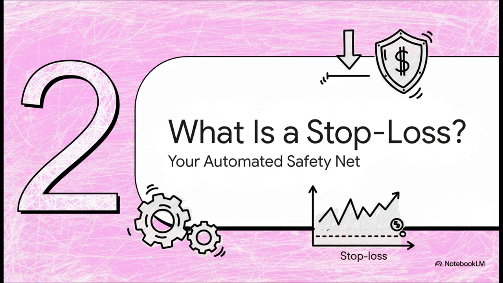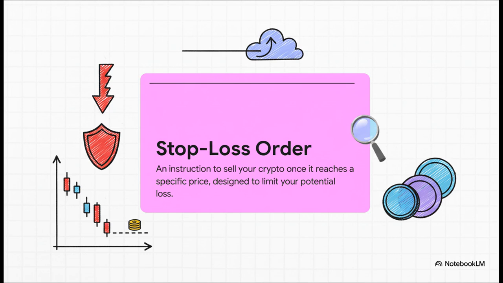So, if you can't be watching 24/7, what do you do? Well, that brings us right to the solution. Let's talk about what a stop-loss is. The best way to think of it is as your automated safety net. And it's actually really simple. A stop-loss order is just an instruction you give the exchange. You're basically saying, hey Binance, if the price of my Bitcoin drops to this number, I want you to sell it for me. No questions asked. It means you get to decide ahead of time what the maximum loss you're willing to take is.